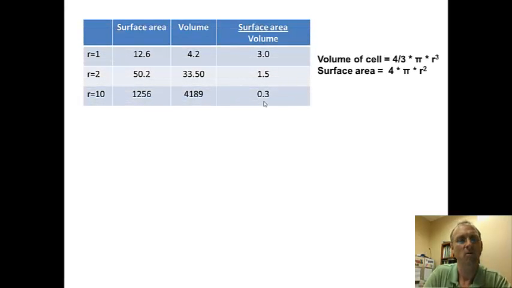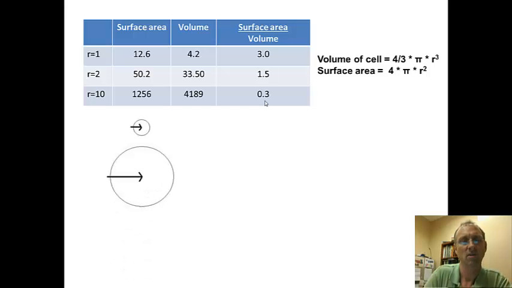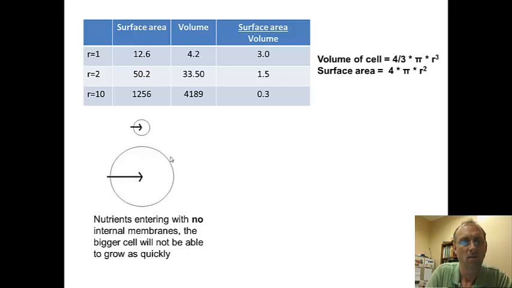A table here looks at a couple of hypothetical cells, and here I've drawn 2 hypothetical cells. We can see right here a rather small round cell and a larger round cell. And if you consider that each of these cells has to take up nutrients, think where the nutrients have to come from. They have to come across this surface right here. And the larger a cell gets, the surface area doesn't increase at the same rate. So nutrients entering without internal membranes, what that means is that the larger cell down here is not going to be able to grow as quickly.